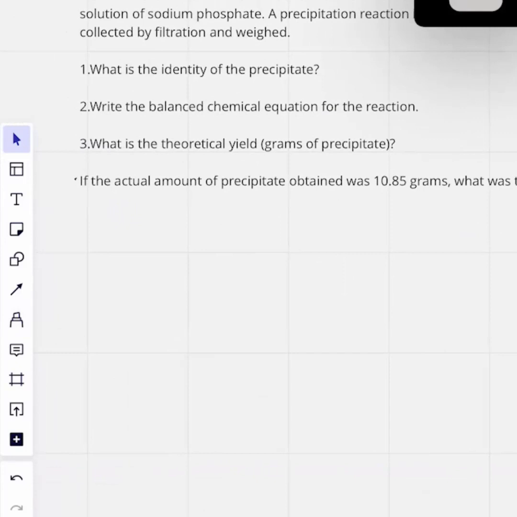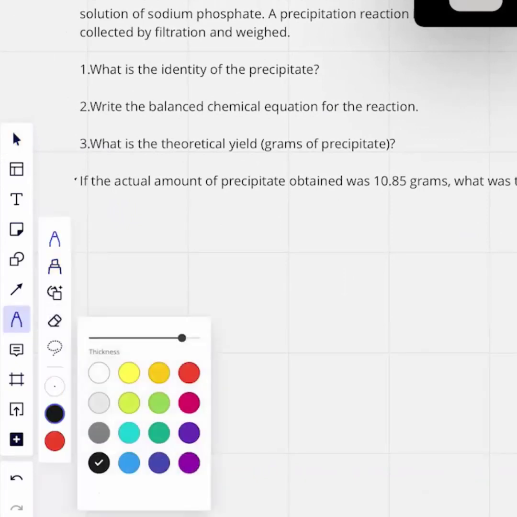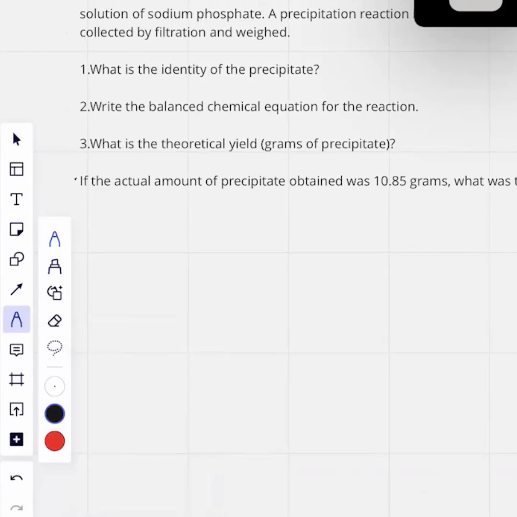Here we are. So we're going to be going out to question number 1. We're going to try to find out what is the identity of this precipitate. Okay, here we go. Silver nitrate.